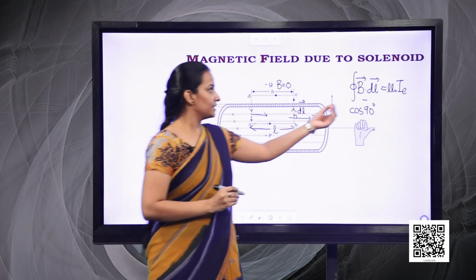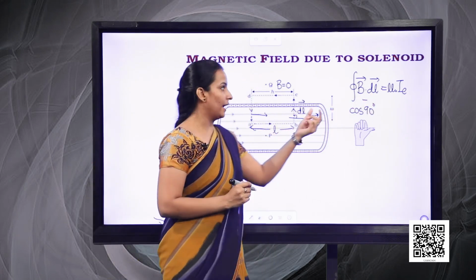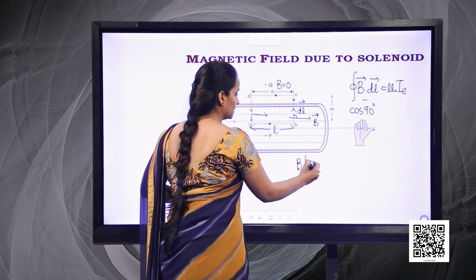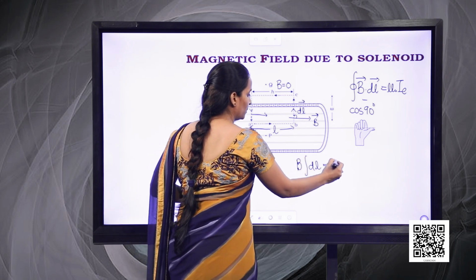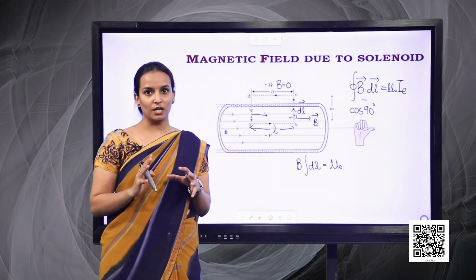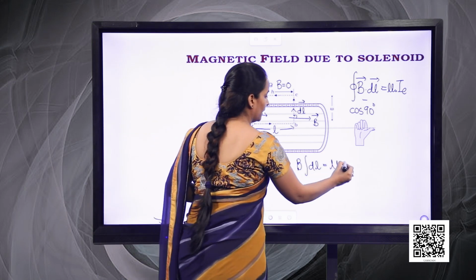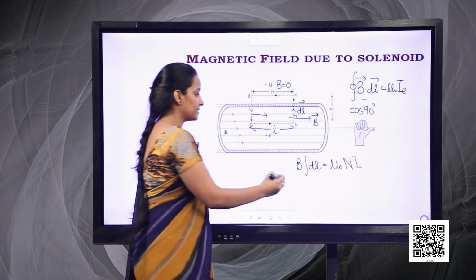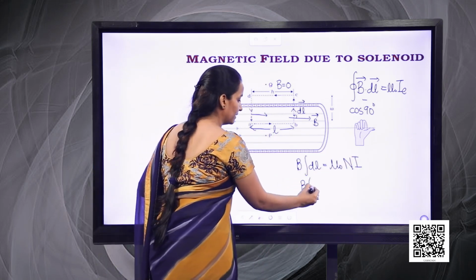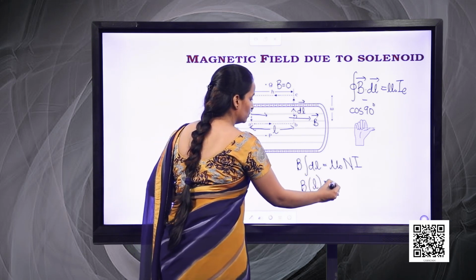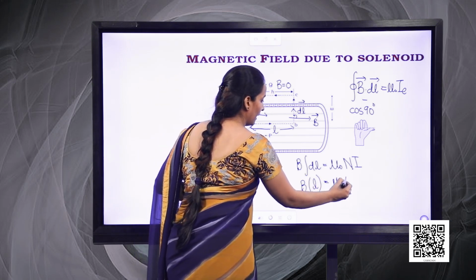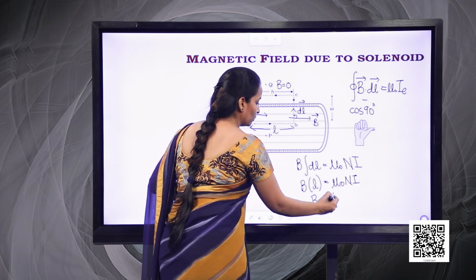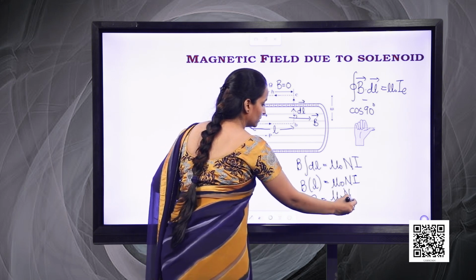It means the integration of dl will be L, and I can write it as B taking outside. This is dl equals to mu naught. Now, the total charge enclosed will be given by N times the charge carrying in each loop. Next, B times the integration of dl, which is L, equals mu naught N I, and I will write B equals mu naught N, taking L on the right hand side.